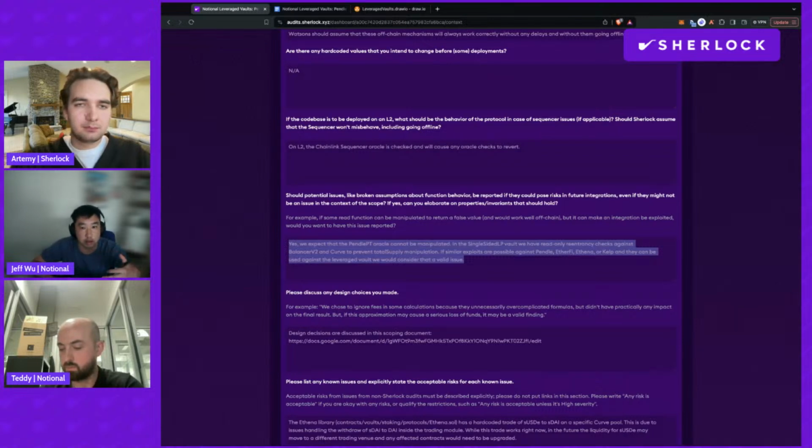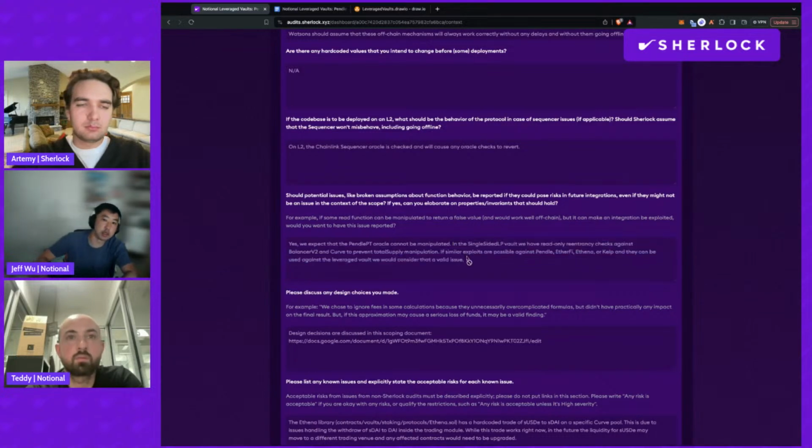We expect that we use the Pendle PT internal TWAP to get part of that price. There's a single source for that data, and we expect that it cannot be easily manipulated. That is an assumption that we have, and something that we have checked with the Pendle team. But if Watsons do find issues with that, that's something we would definitely consider.